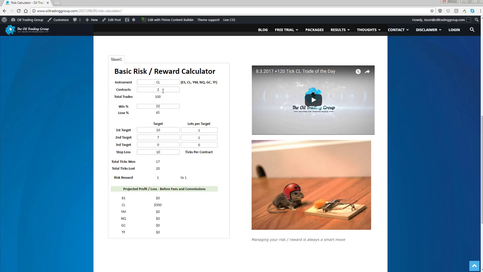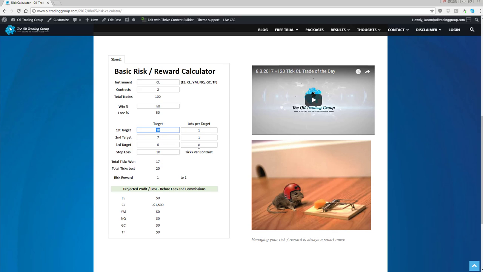We're going to give you 2 contracts. We're going to say that this is going to work out over 100 trades, right? So you can use as many contracts as you would like. You can go to 10 contracts, and you'll see that that works as well. But for our purposes here today, we're going to look at 2 contracts on the CL. We're going to say our win percentage right now is 50%. All right, so when you type in 50%, the loss percent will calculate automatically.